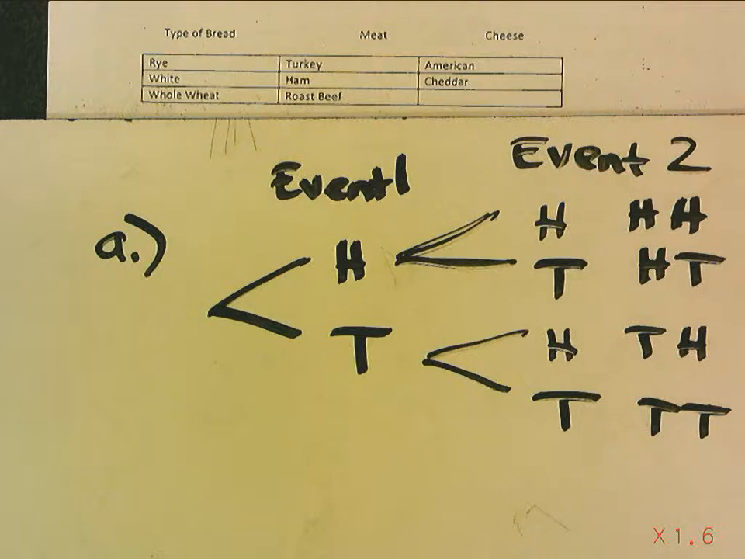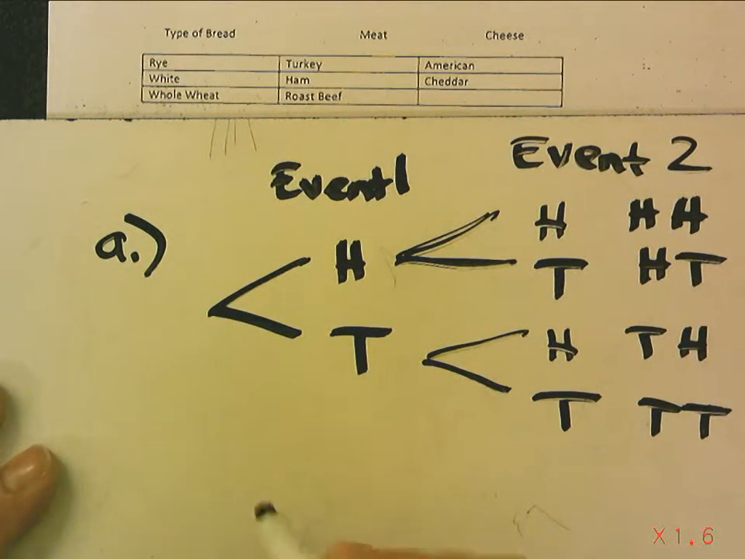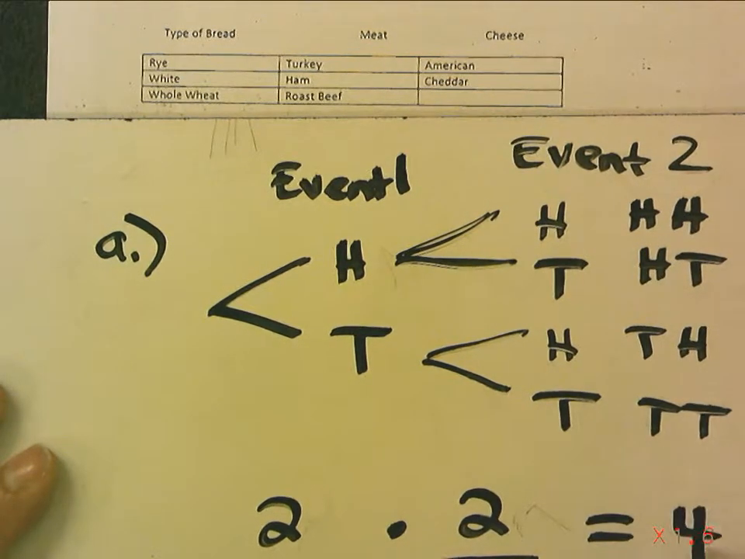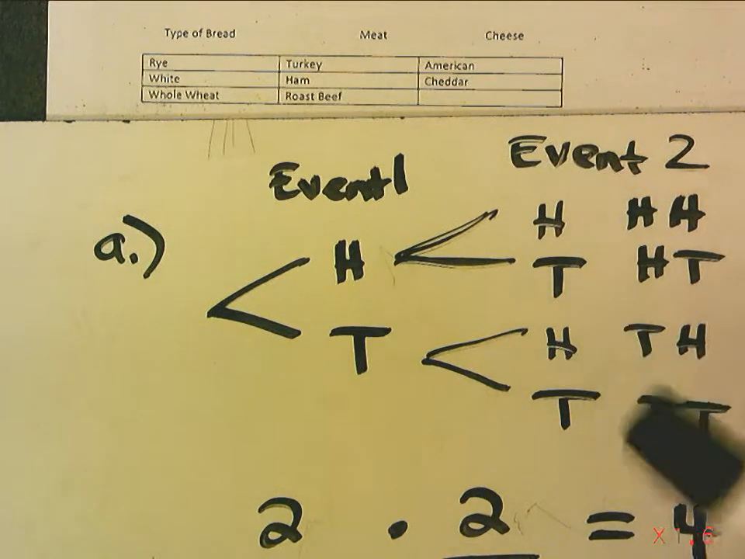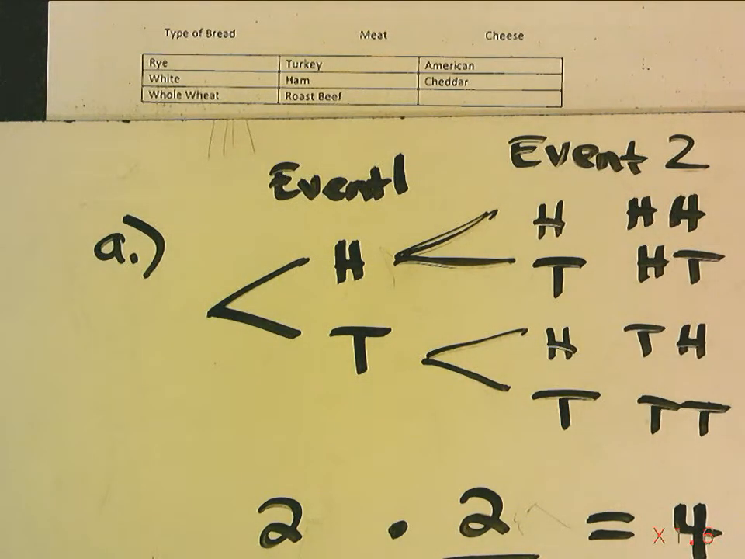Now, it says use the fundamental counting principle to find the total number of outcomes. Well, to use that, I say, how many outcomes do I have for the first coin? 2. How many outcomes do I have for the second coin? 2. 2 times 2 is 4, so I have 4 possible outcomes. Again, using the fundamental counting principle is the quickest and easiest, but it doesn't list your possible outcomes.